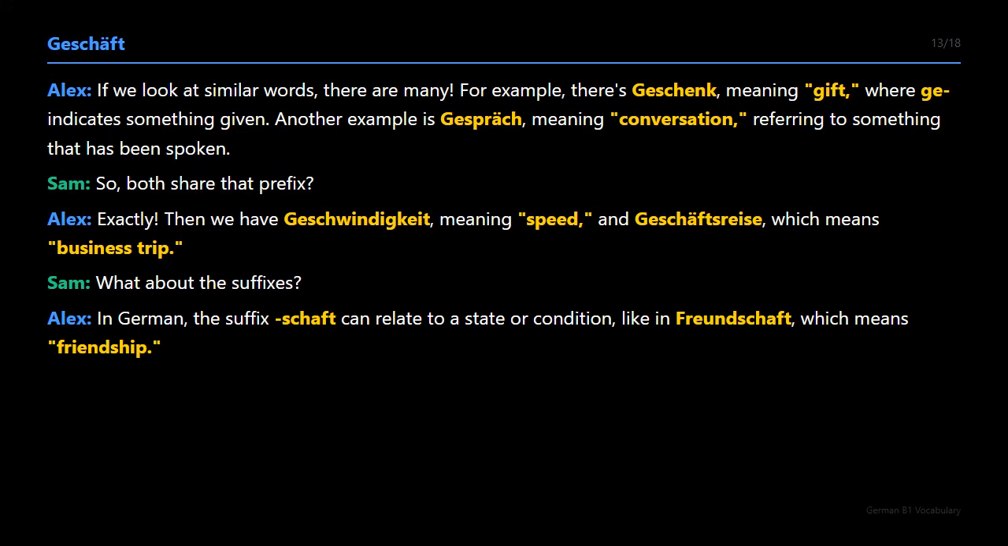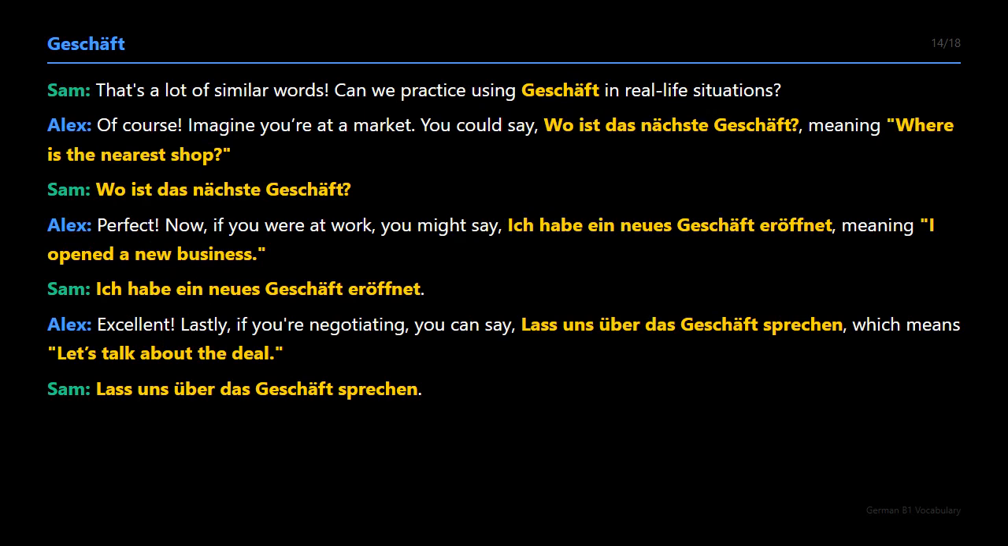That's a lot of similar words. Can we practice using Geschäft in real-life situations? Of course. Imagine you're at a market. You could say, "Wo ist das nächste Geschäft?" meaning, "Where is the nearest shop?"